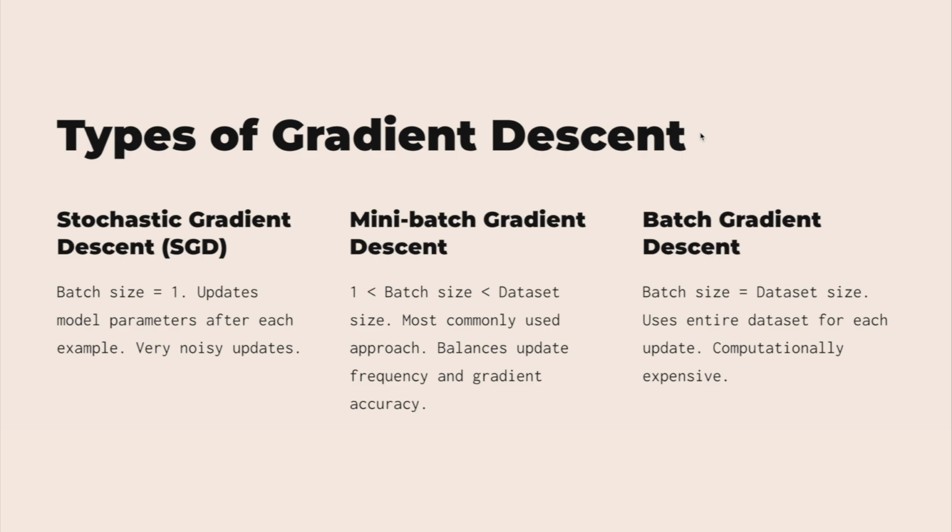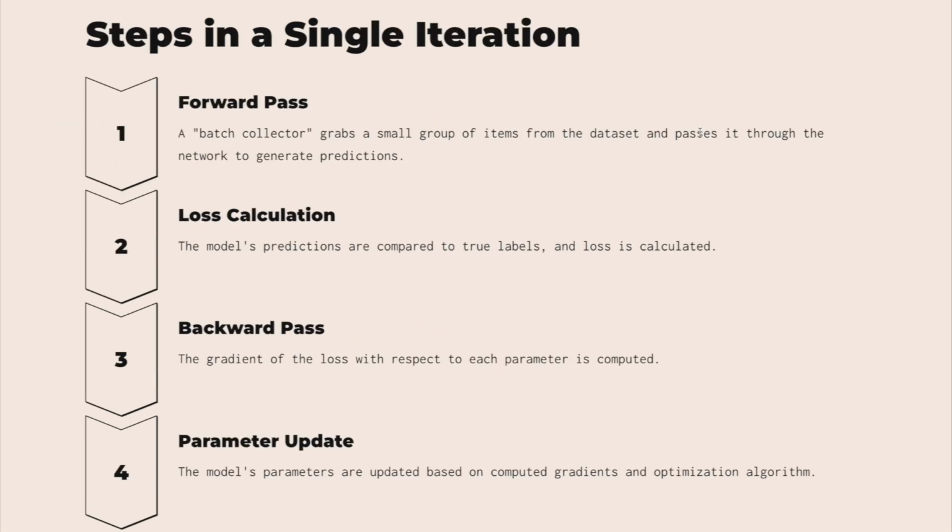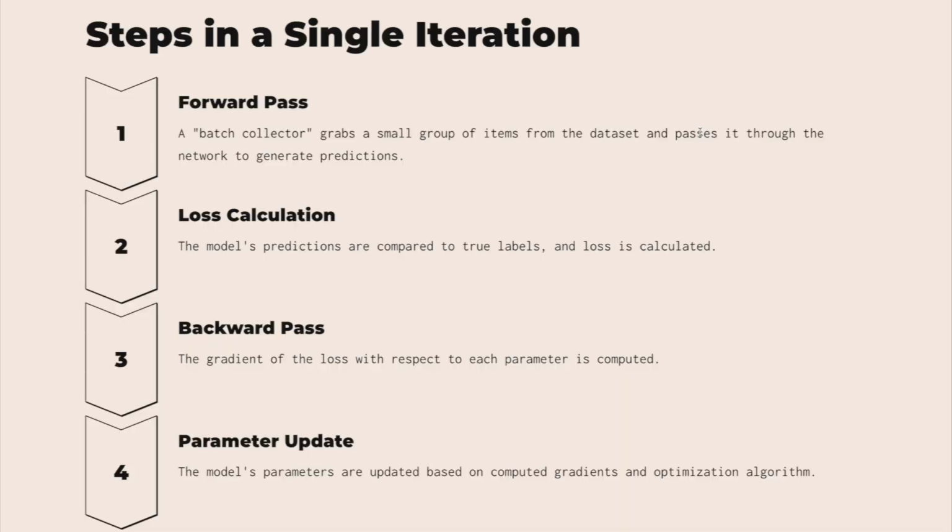Typically having a batch size equal to the dataset size isn't feasible for most machines that are being used right now. So we just want to go through the steps in a single iteration of the model training loop. The batch collector grabs a small group of items from the dataset, and small is just a chosen word here, it could be the entire dataset depending on the batch size, but it grabs a group of items and passes it through the network to generate predictions.